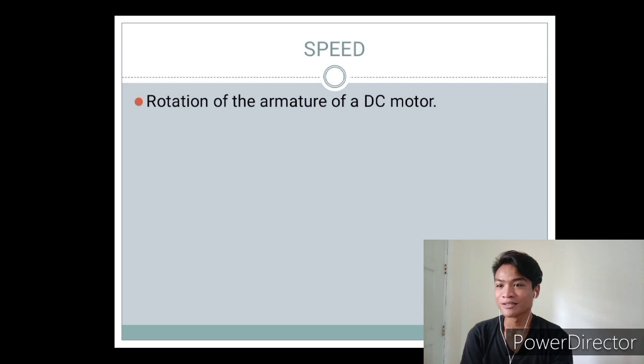Speed. Speed is the rotation of the armature of a DC motor. DC controls adjust speed by varying the voltage sent to the motor. This differs from AC motor control, which adjusts the line frequency to the motor.